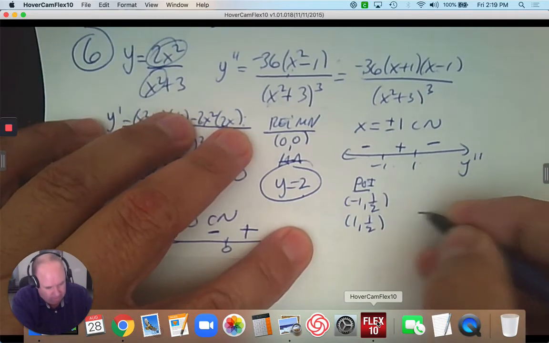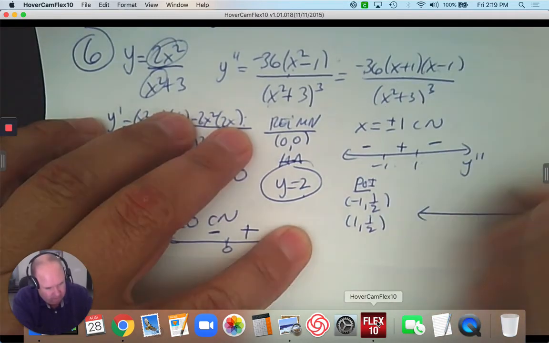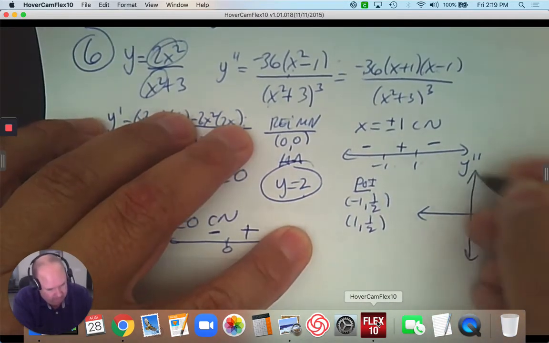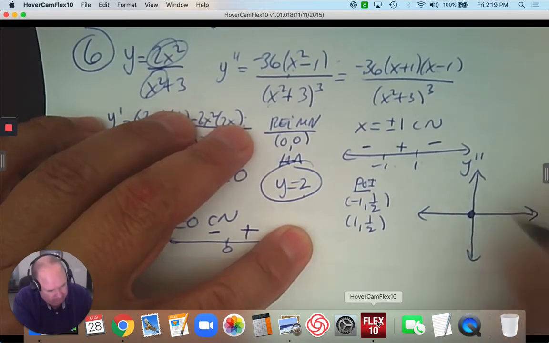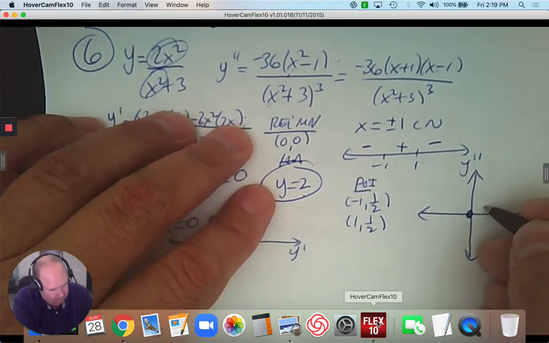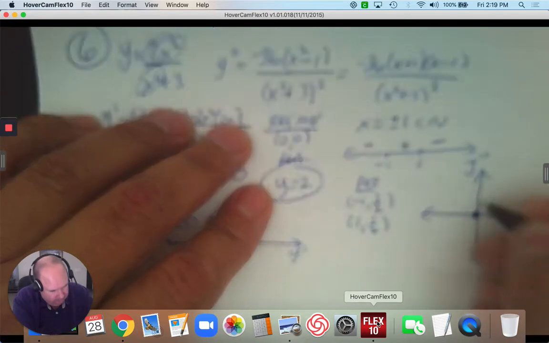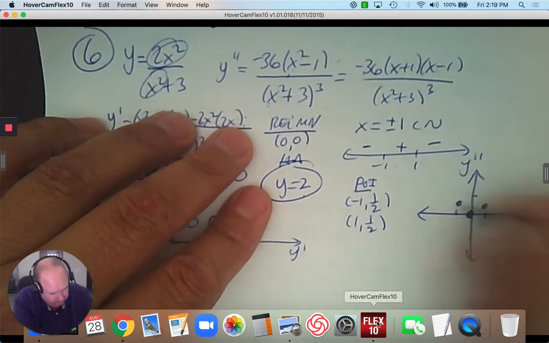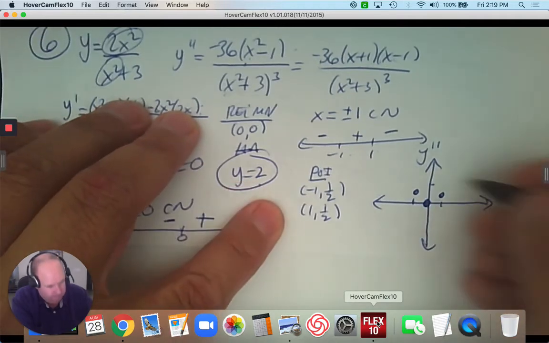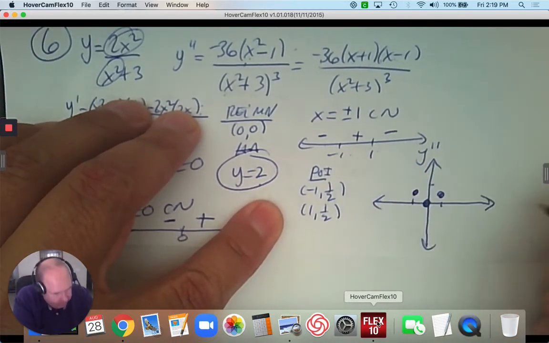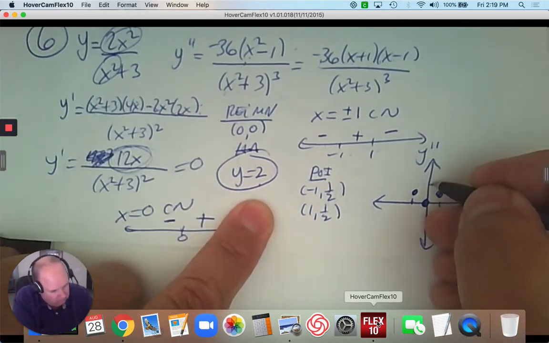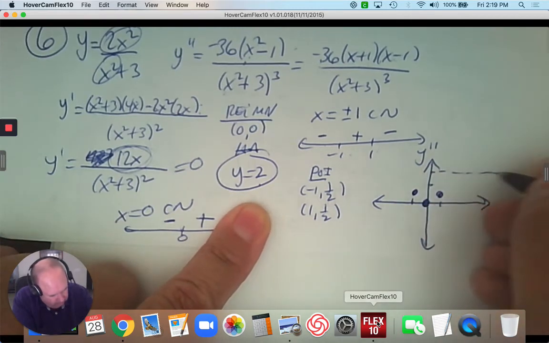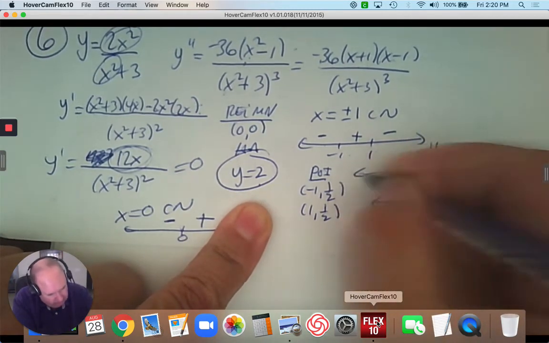Let me just do a quick sketch of this. So 0, 0, 1.5, -1.5, just like that. See, they should be around the same height. And then at, what did I say, 2. So the end behavior is going to 2.